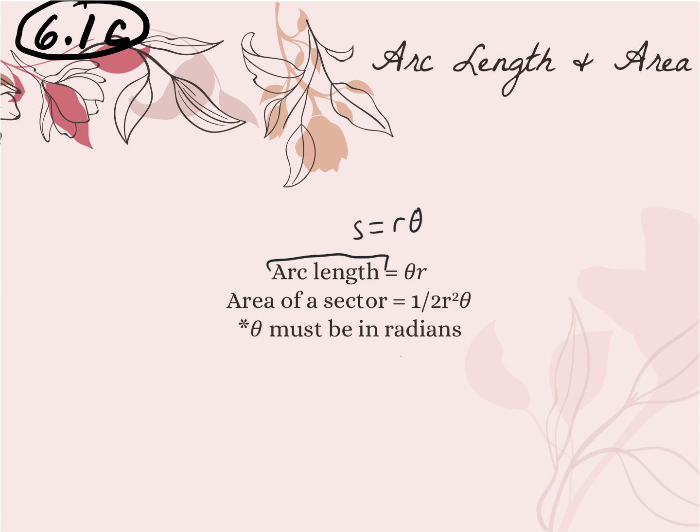And this is the formula for the arc length. S is going to be your arc length, R is going to be your radius, theta is going to be your angle. This is super, super important right here. Your angle must be in radians. If it is not in radians and it's in degrees, you will get the wrong answer. So you need to be super careful with that.